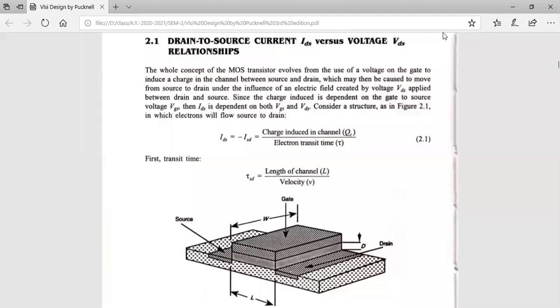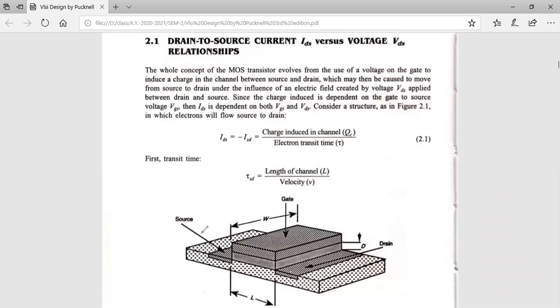Just see the figure where we have the three-dimensional view of the MOS transistor. You can observe there the source, drain, width of the channel, and length of the channel.